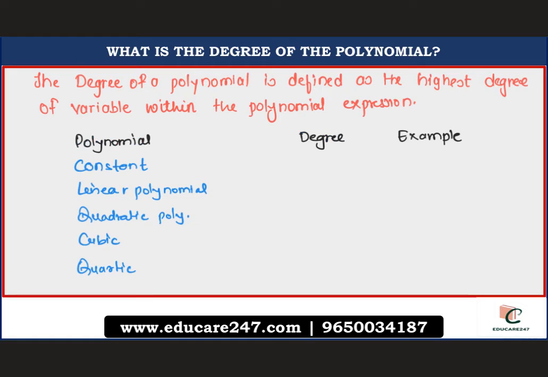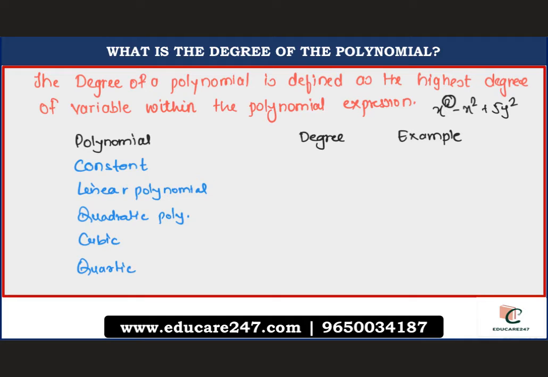Now the next important thing that we should know is what is the degree of a polynomial. The degree of a polynomial is defined as the highest degree of variable within the polynomial expression, that is, the highest value of exponent. Suppose the polynomial is x cube minus x square plus 5y square, what will be the degree? The degree will be 3 because the highest exponent of a variable is 3. Understood? So this is how it is done.